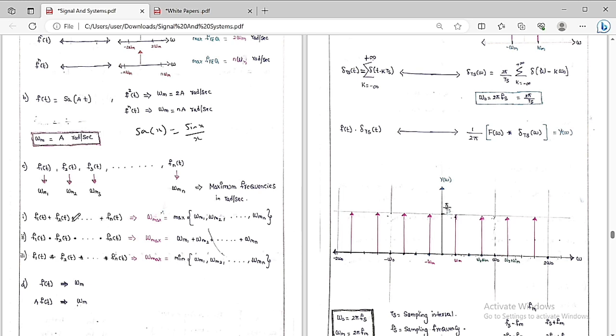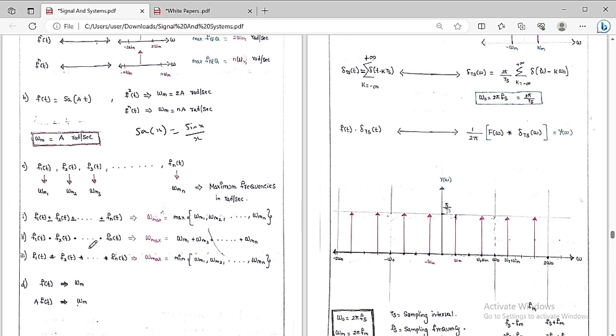Now, this is easy to remember. See, this is the arithmetic operation. Either you do addition or subtraction, plus or minus, it can be anything. Then the Fourier transform is F1 of omega plus or minus F2 of omega plus or minus F3 of omega, up to plus or minus Fn of omega. So basically, we are adding all the frequency responses. For this overall signal, the maximum frequency is the maximum value out of all the frequencies; whichever has the maximum will become the maximum frequency for this overall signal.